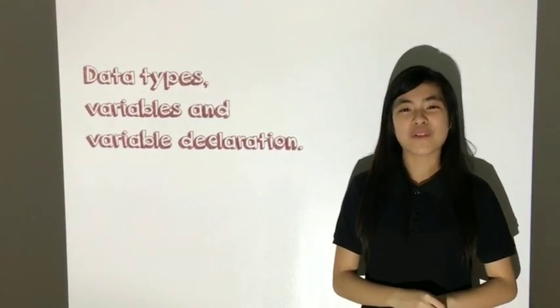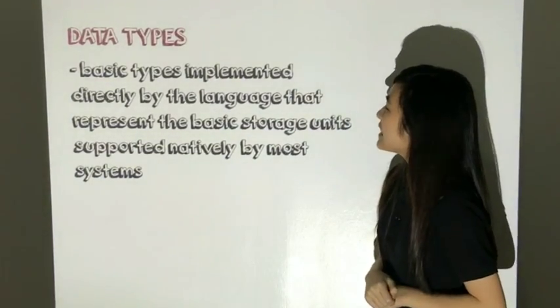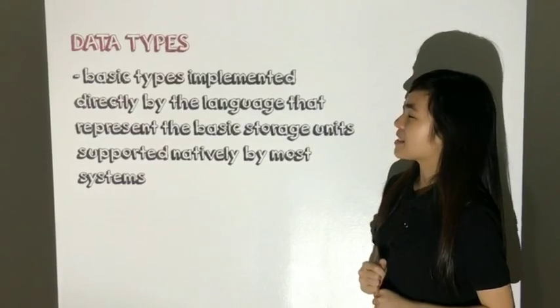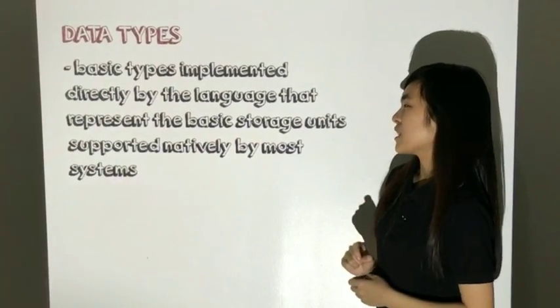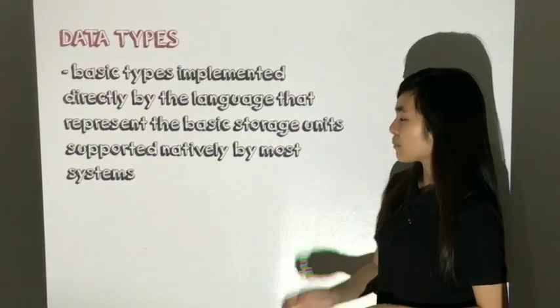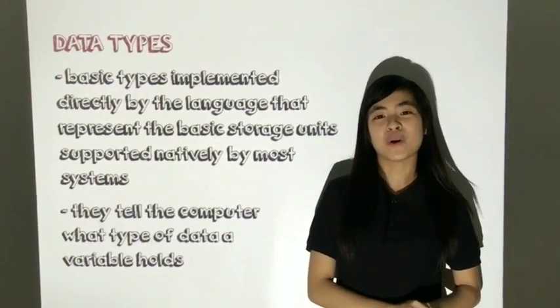This episode is all about data types, variables, and variable declaration. Let us first define what these terms are. Data types are basic types implemented directly by the language that represent the basic storage unit supported natively by most systems, or in simpler words, they tell the computer what type of data a variable holds.